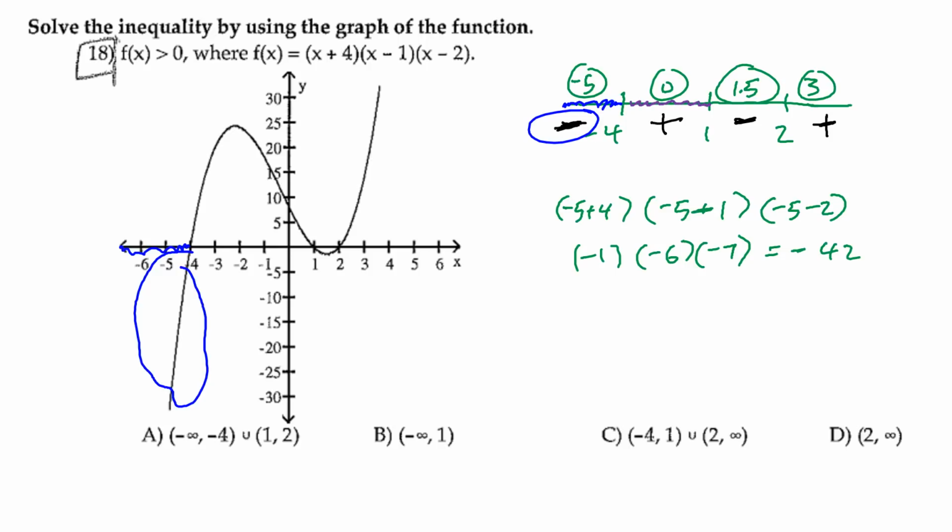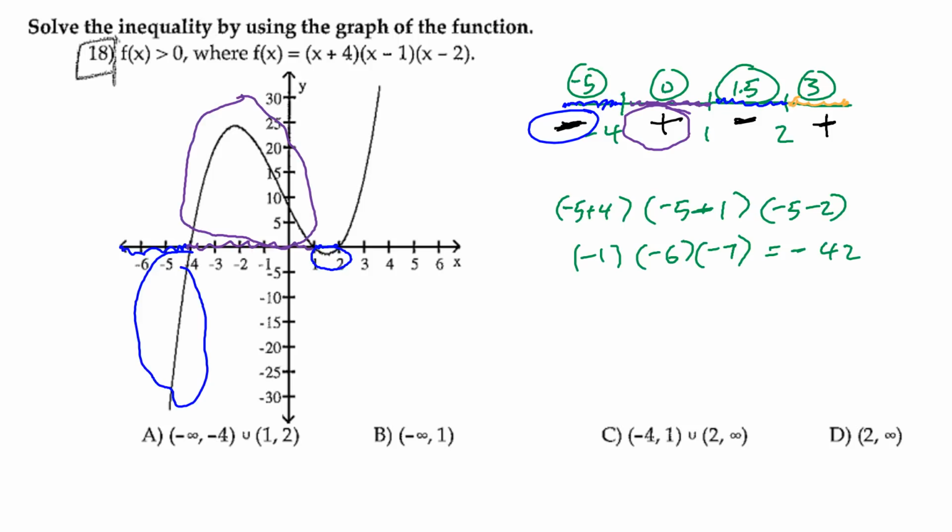Between -4 and 1, in this space right here, notice that everything is above the graph. So that means that we have positive values. Same thing here in this space between 1 and 2. Between 1 and 2, notice that it's under the graph, which is negative.